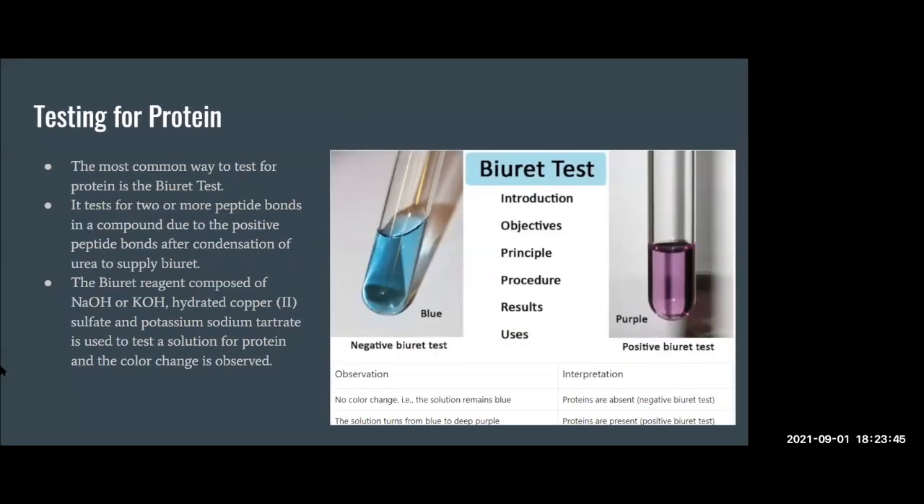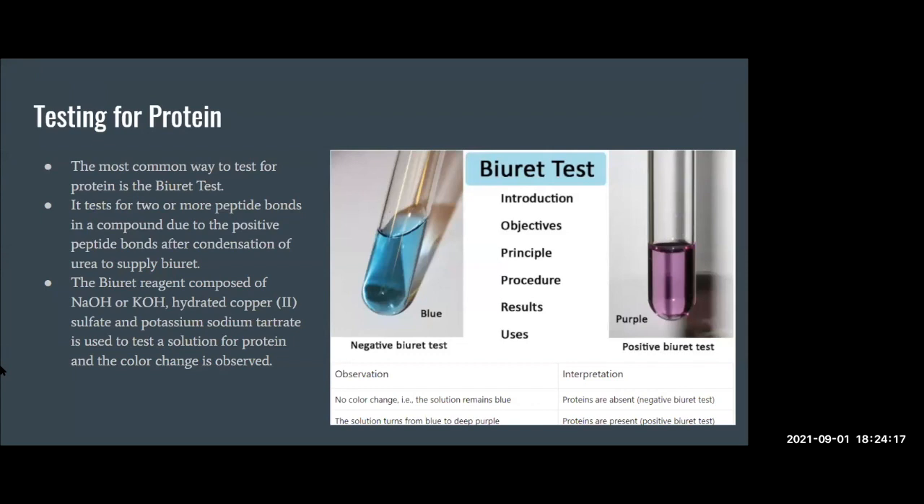The common way to test for protein is through the biuret test. The biuret test tests for compounds with two or more peptide bonds, and protein has multiple peptide bonds through its links with amino acids. The peptide bond is formed between the alpha amino group of one amino acid and the alpha carboxyl group of another amino acid with the removal of water, and this is called condensation.